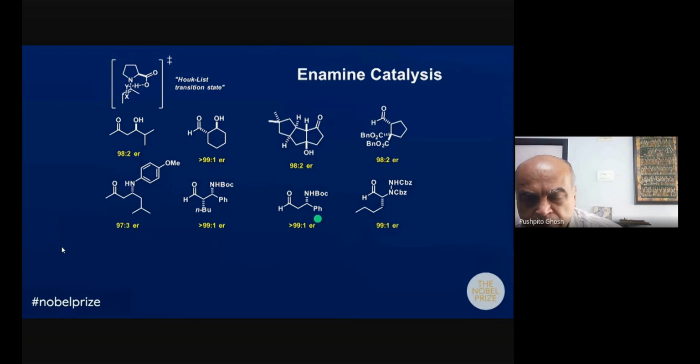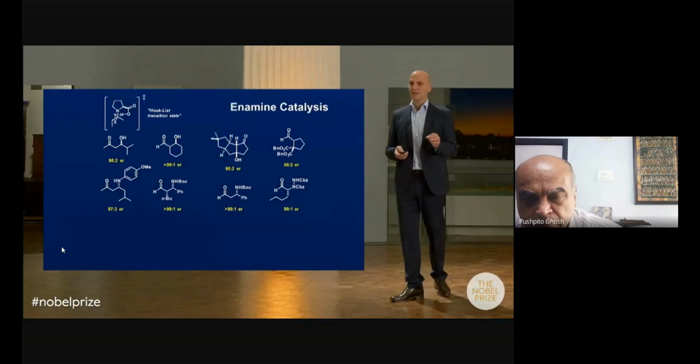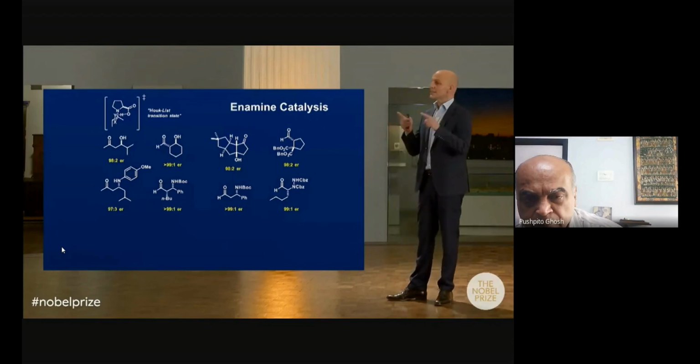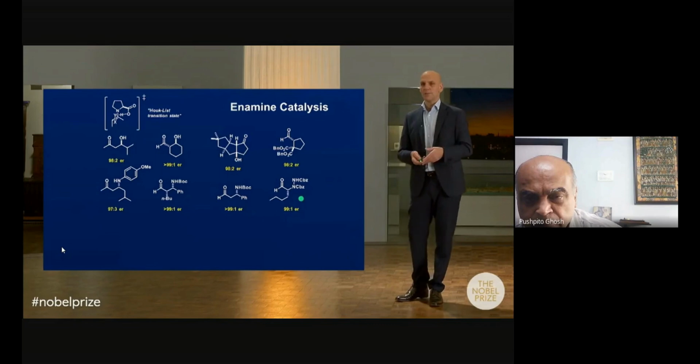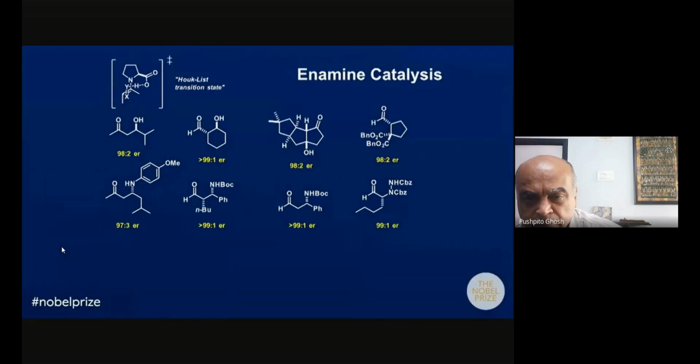And last but not least, I would also like to emphasize one example where not a C-C bond is generated, but in fact a C-N bond in the formation of these alpha-hydroxyaldehydes, which are great precursors to making alpha-amino acids. Actually, we found that this reaction can once again be catalyzed by proline with very good selectivities and also very good yields.